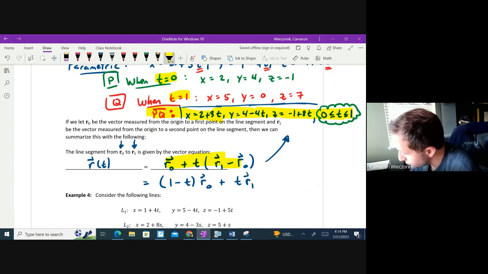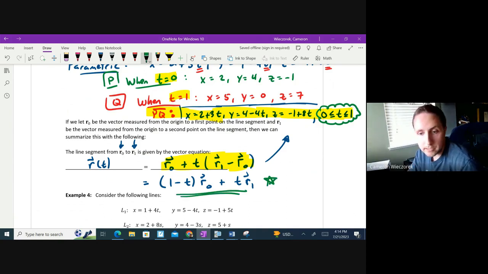This is really how I usually do it, and that's how we did it in example 3. I'm going to put a star here. Some people like to just jump directly to this. That's also fine. So if you want to write the line segment, you're welcome to do that as well.